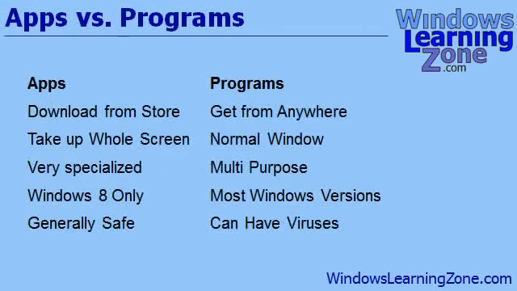Let's take a moment and review the difference between apps and programs. Now, sometimes I'll also refer to programs as full Windows applications or desktop applications. But apps are new to Windows 8. They're the things that you have to download from the Windows Store, whereas normal Windows programs you can get from anywhere. You can buy them on the shelf, you can download them from different websites, etc. Programs are the traditional Windows applications that we've known for years.